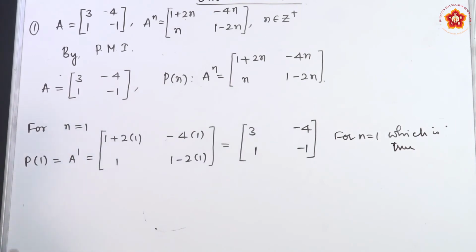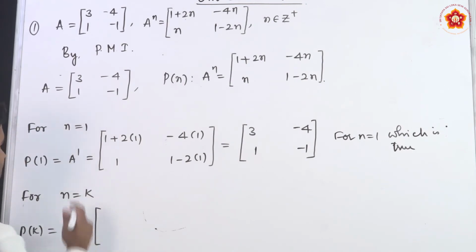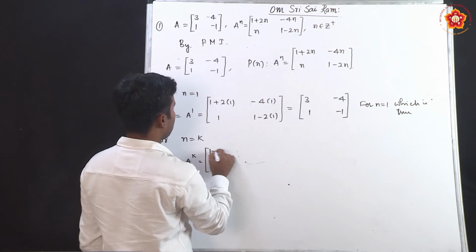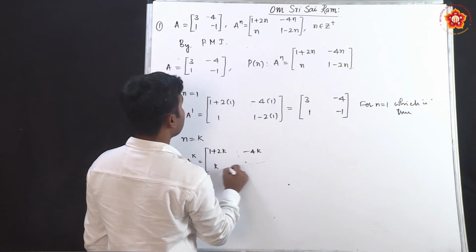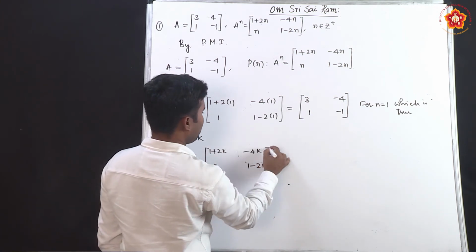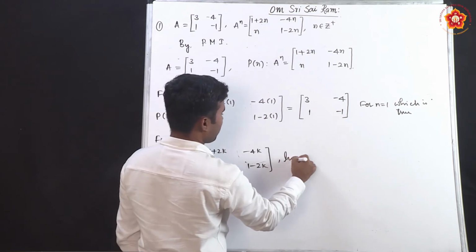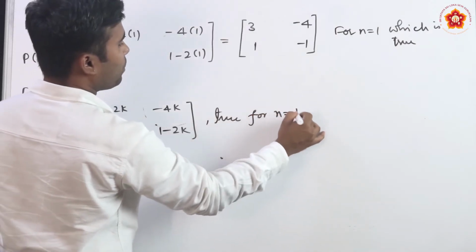Similarly, we have to prove the result for n equal to k. So, now I am going to take n equal to k, so that I am going to prove the result is true for n equal to k, where k is some positive integer. Okay. So, now what happens is P of k is equal to A power k is equal to, wherever n is there you put k. So, 1 plus 2k, minus 4k, k, 1 minus 2k. Okay. So, hence it is true for n equal to k.